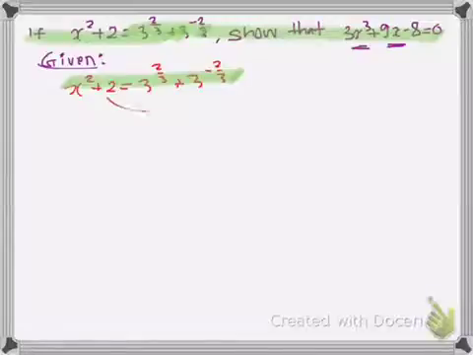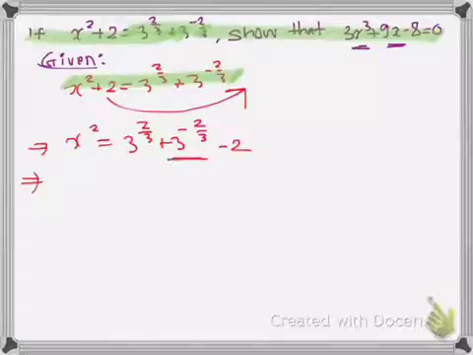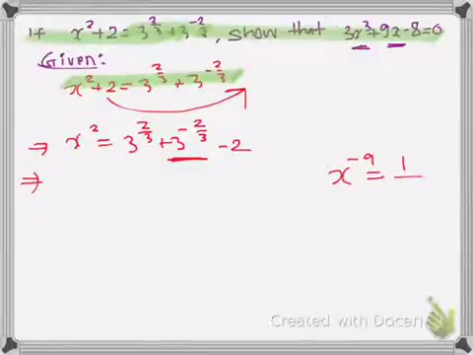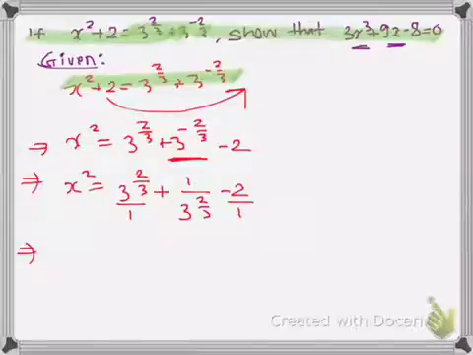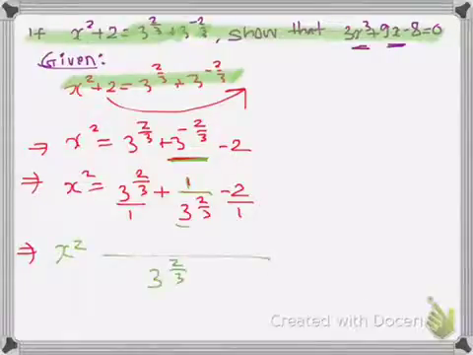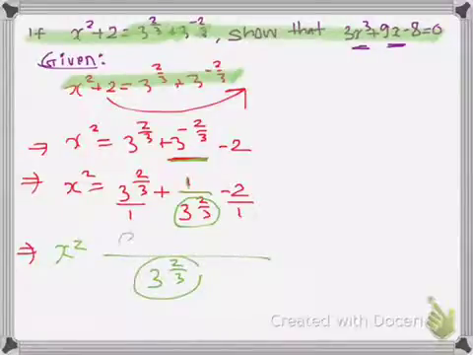First of all, let us take 2 to the other side of the equation. Now let us change 3 to the power negative 2 by 3. Since we know x to the power negative a can be written as 1 by x to the power a, let's do the same for 3 to the power negative 2 by 3. After converting it as 1 by 3 to the power positive 2 by 3, now let us take LCM, which is 3 to the power 2 by 3. Since this is LCM, we have to multiply the numerator.